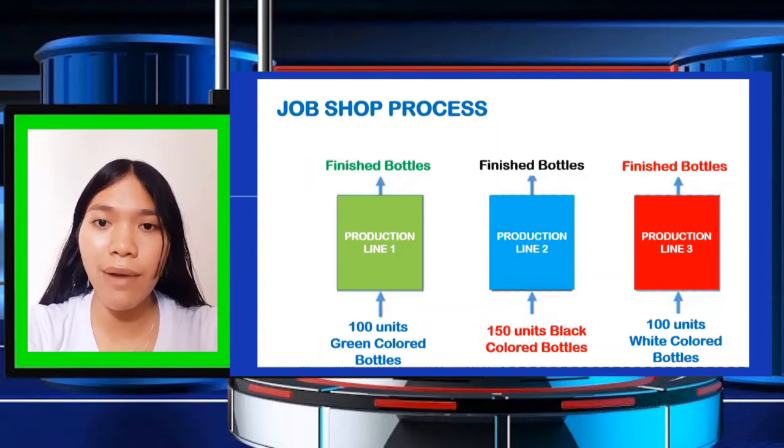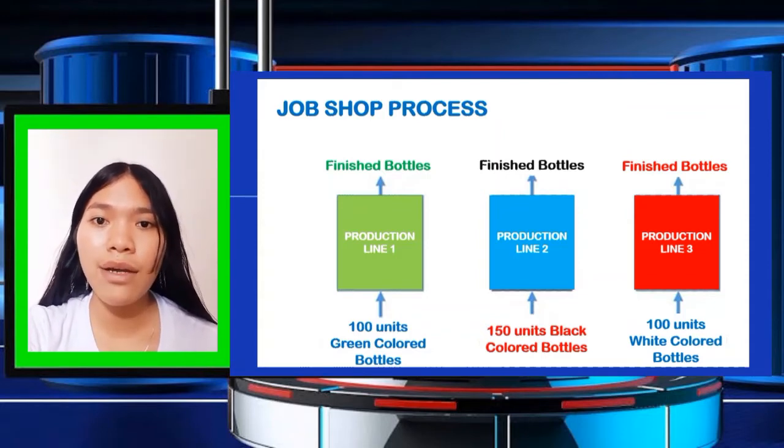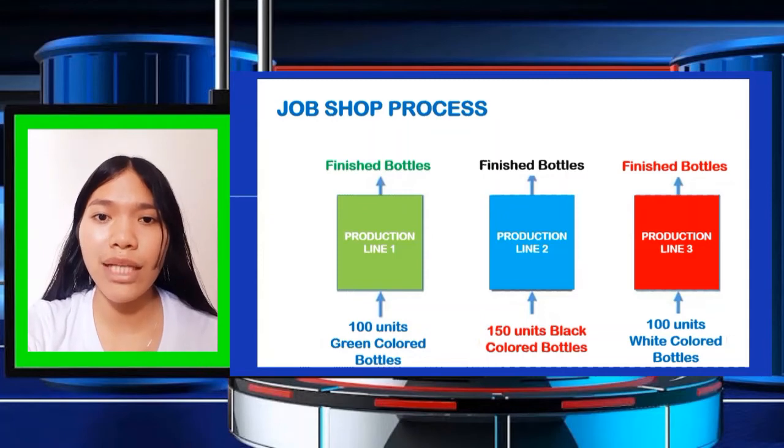So as you can see here, diba? The job shop manggod is that each item has their own processing route. So as you can see here, ang first naghimo sa firm is 100 units green colored bottles. Ang isa pod 150 units pero black ang color sa bottles. And lastly is 100 units per white ang color sa bottle. So they are running through production at the same time.